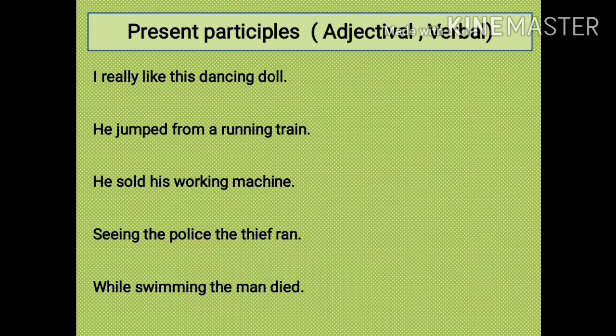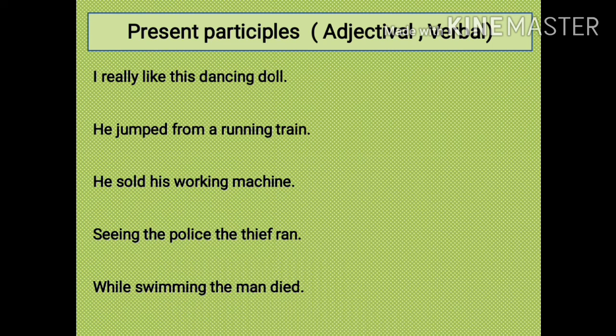Last one. While swimming, the man died. Died is the main verb. Swimming: swim plus ing, second form of the verb. Man is the noun. Now let us see, does the word swimming, the ing form of the word, describe the noun man? Let us see, which man? Swimming man? That would be wrong. Swimming is not describing the noun here.